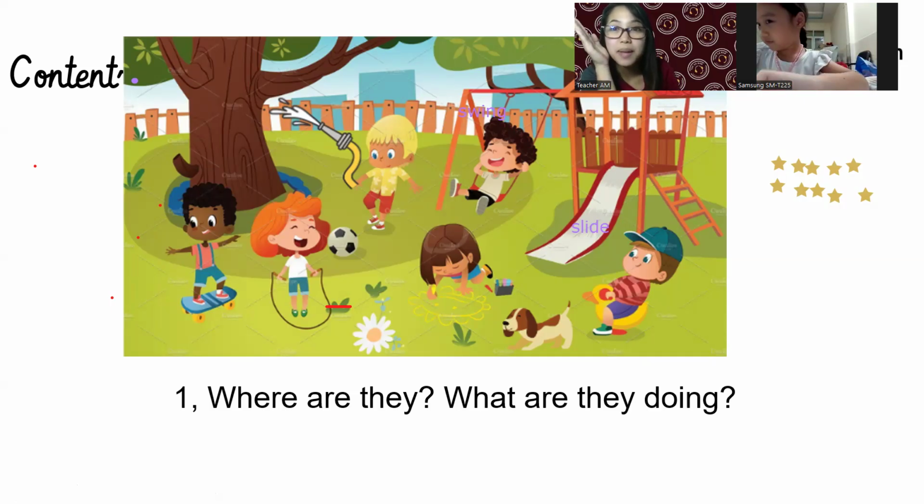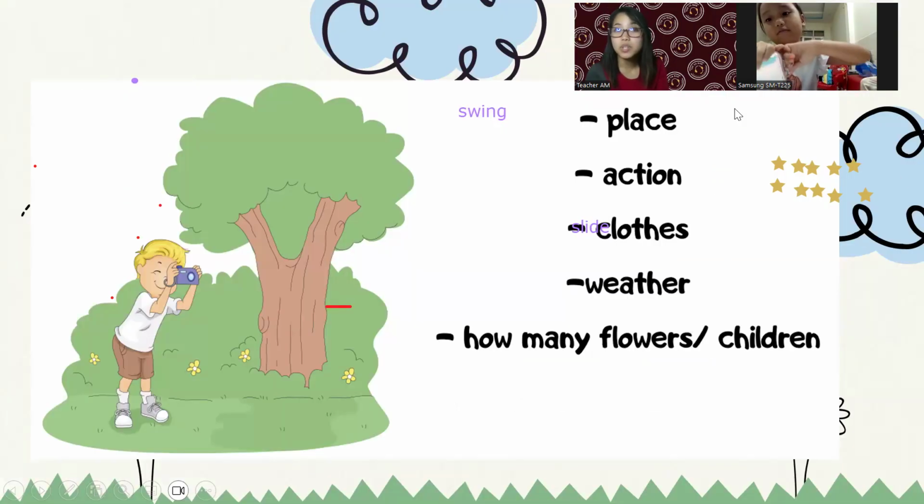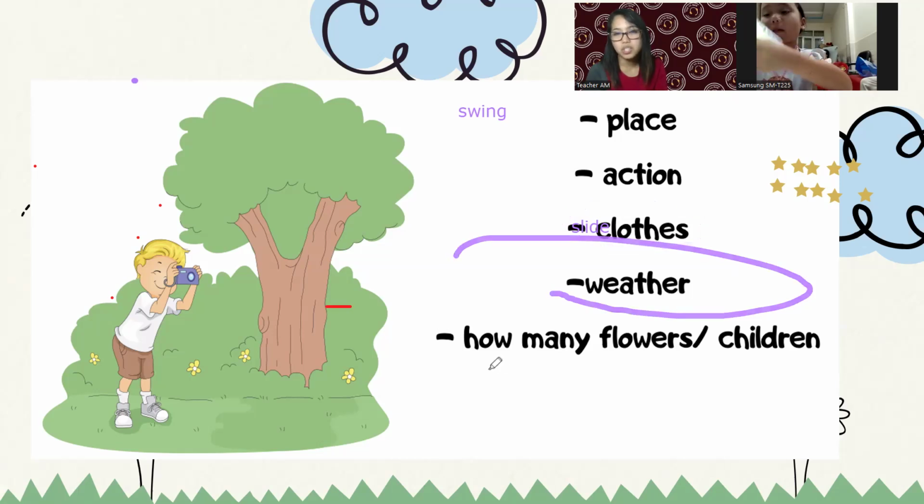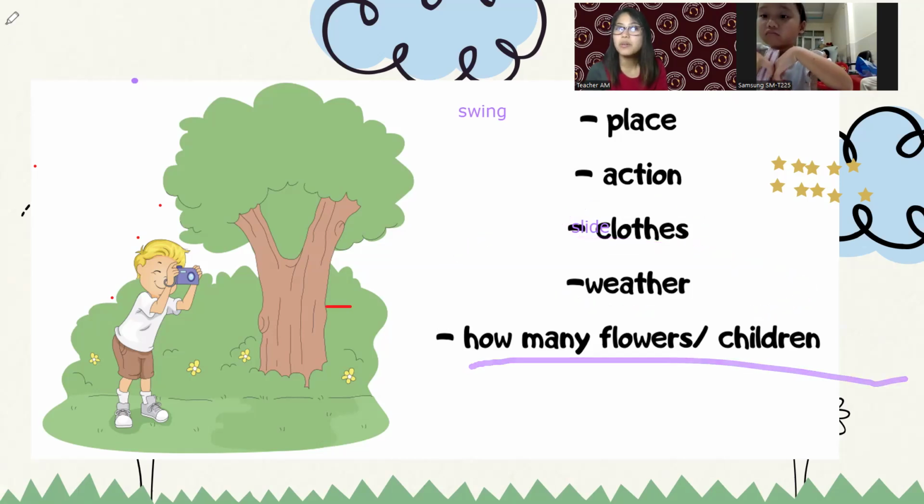Okay, when we say describe, that means you're going to tell me about the picture. All right? Let me give you some tips on what to say. First, you tell me the place, the name of the place, the things that the people are doing, that's the action, the clothes that they're wearing, the weather in the picture. How many flowers and how many children? Now, are you ready to tell me about the picture?